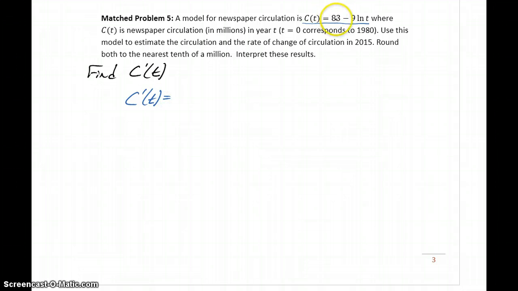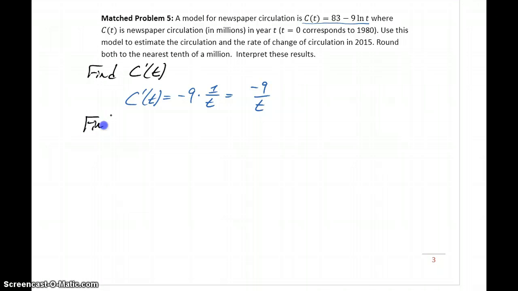So the derivative of 83 is just going to be 0. So we'll have minus 9 times the derivative of the natural log of t, which is going to be 1 over t, or a little more simply, we can rewrite that as negative 9 over t.